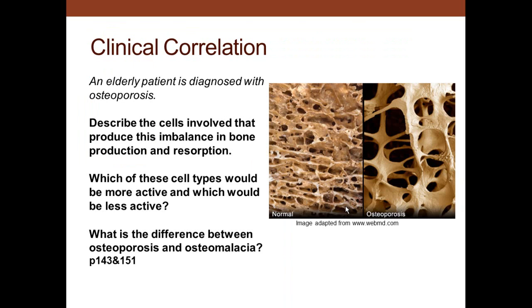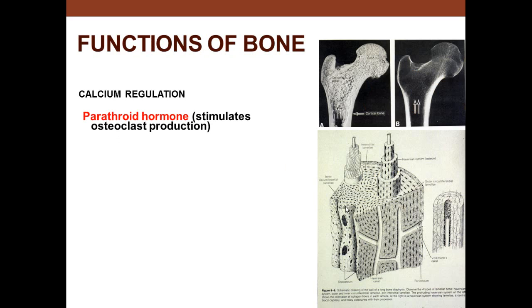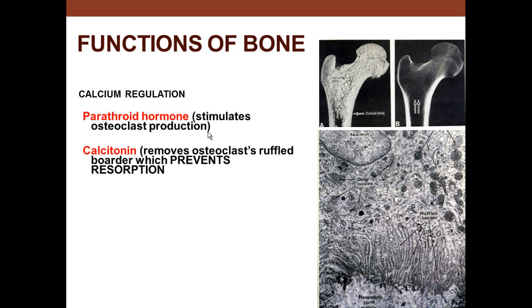Now, in terms of clinical correlations, we want to describe the cells that may be involved in the imbalance of calcium and define a couple of words. Remember that calcium regulation is done by a couple of hormones. The parathyroid hormone stimulates osteoclast production, so you produce more osteoclasts. The parathyroid hormone comes from the chief cells of the parathyroid gland, and that produces more osteoclasts. Osteoclasts break down bone. So if you have more osteoclasts, you're going to have higher calcium levels.